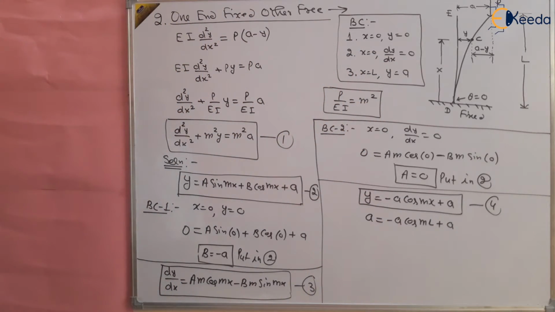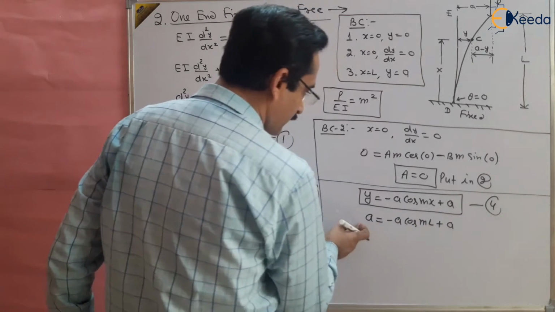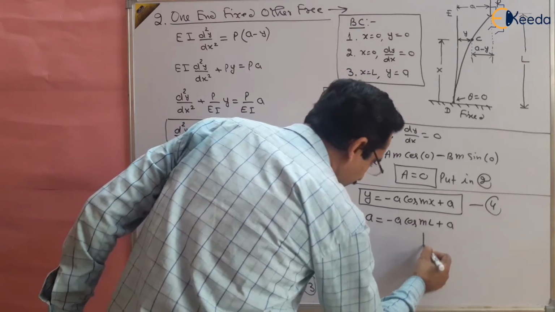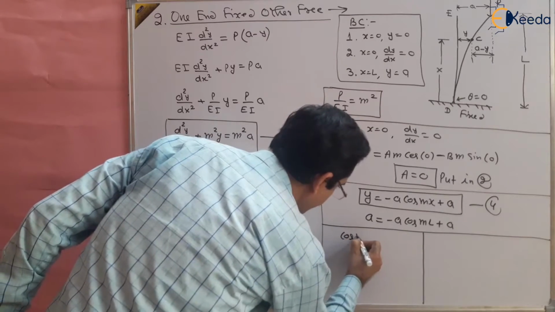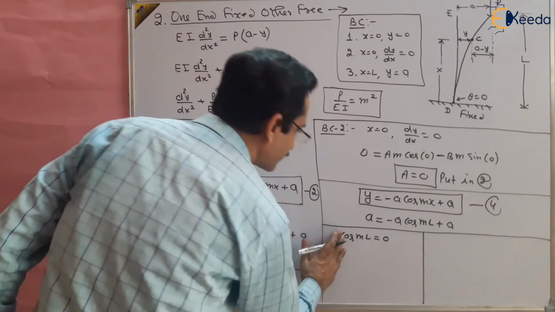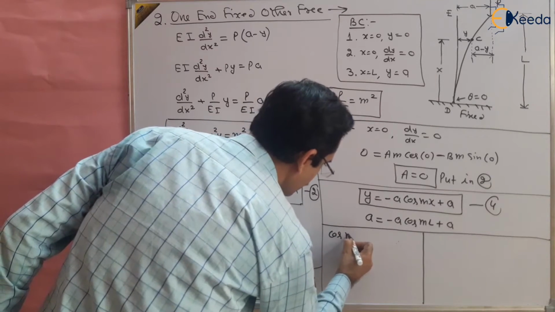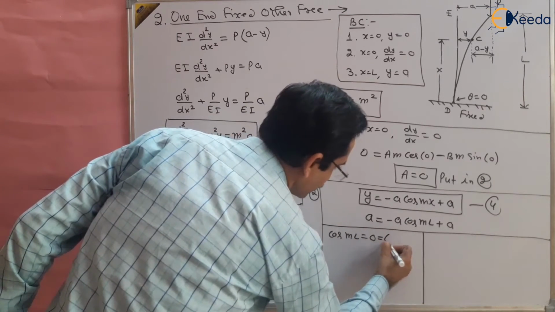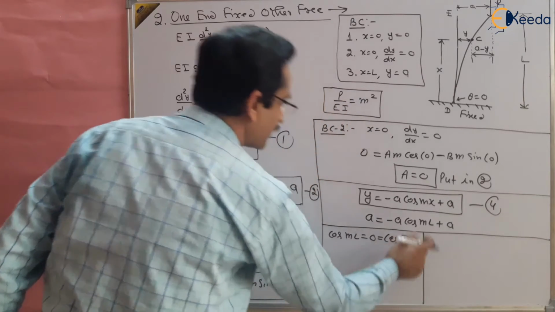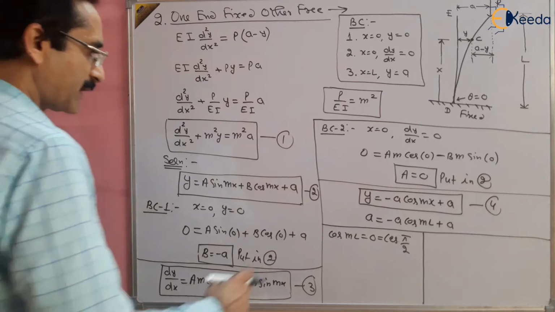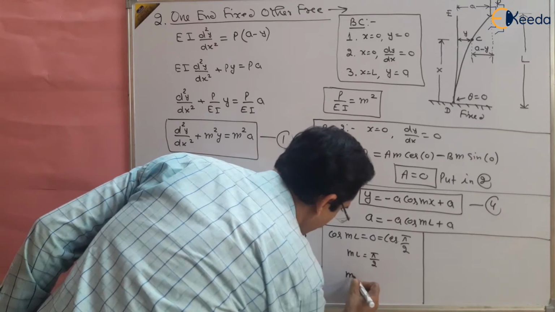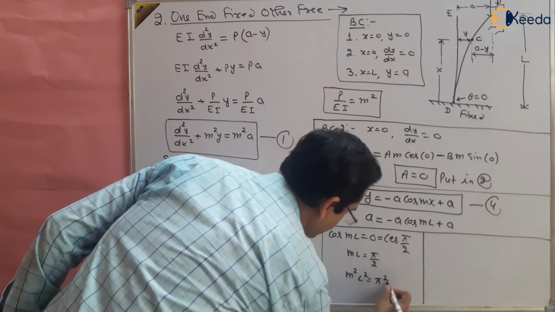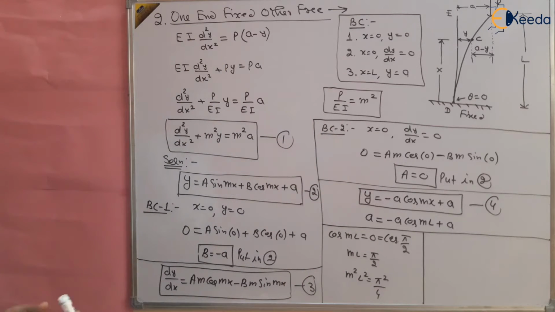Solve it and this A will cancel out here, so cos ml will be equal to 0. And at what condition is cos ml 0? When it is cos pi by 2. We are taking the minimum value, cos pi by 2. It means that ml is equal to pi by 2, or you can write m square l square will be equal to pi square by 4.